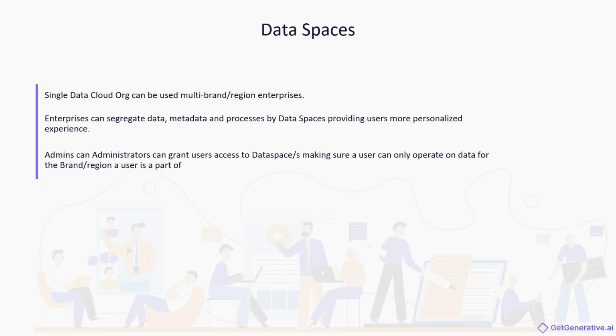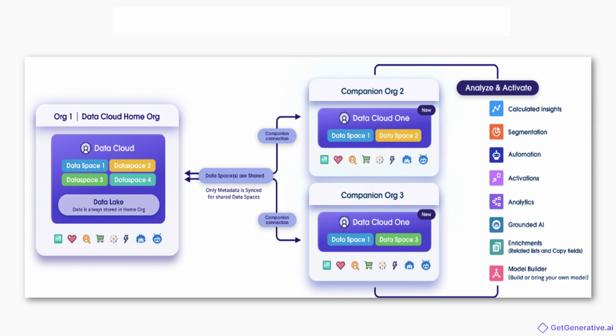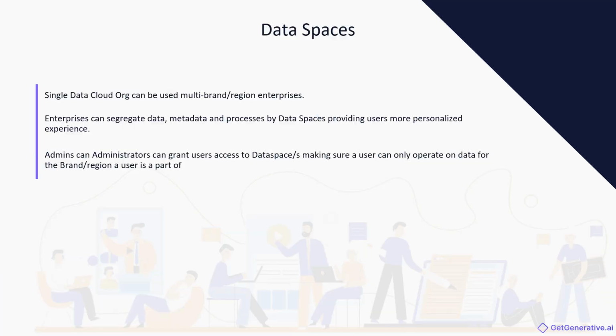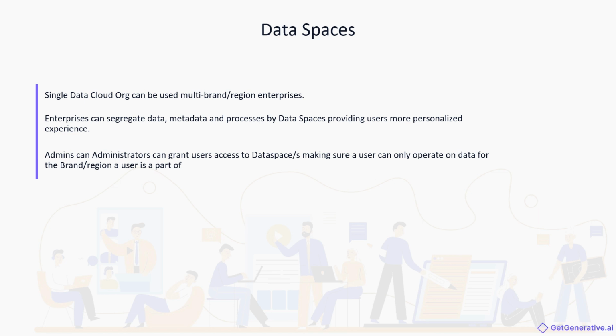Data spaces are similar, and you must have seen that in our Data Cloud one discussion as well, where you have data space 1, 2, 3, and 4. These are basically logical segregations of data. All the data is residing within the same data lake. It's just that the logical segregation of data has happened within the data space. The logical segregation can happen because of a multi-brand, multi-region, or multi-department scenario, or if there are any other scenarios where you need to segregate the data.